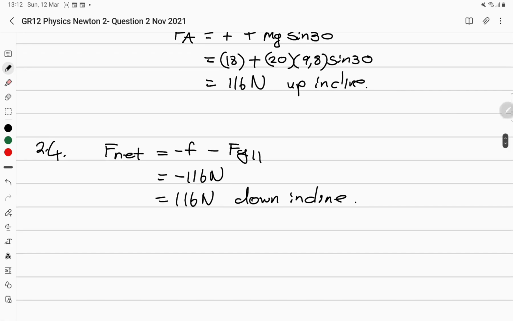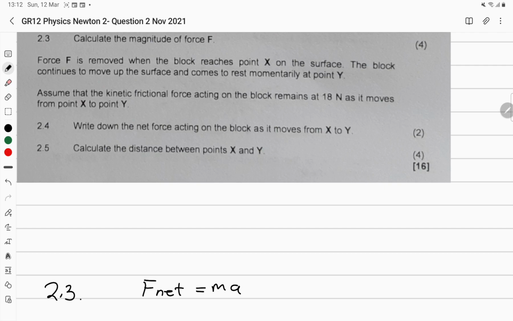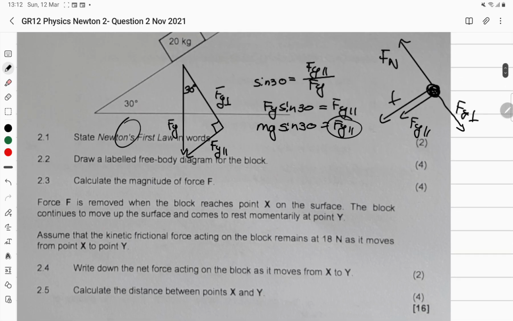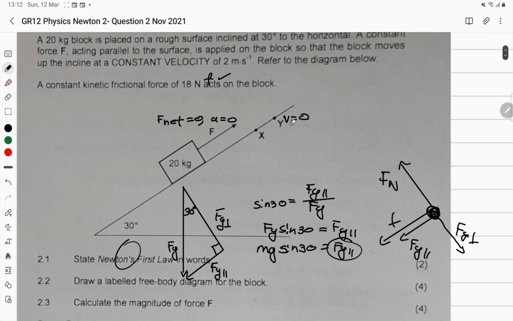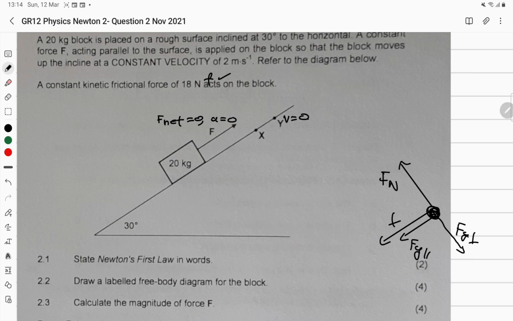Alright, next one. Calculate the distance between points X and Y. So looking at this, the hint is actually when they tell us that it's at rest. But you can't use F net equals ma in this question. Or you can, you must, but you actually have to use equations of motion. So let's take a look.